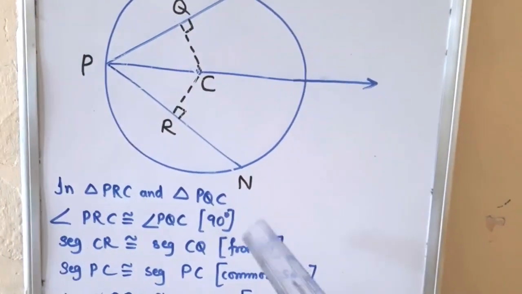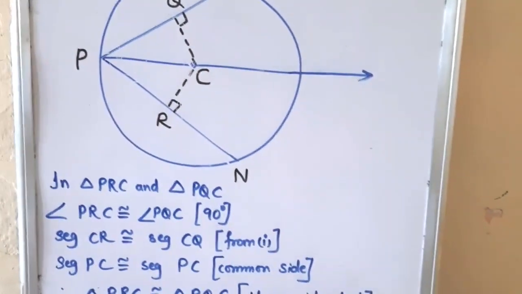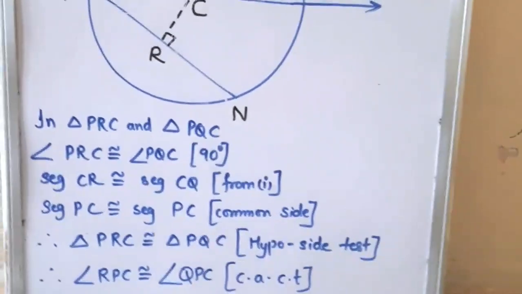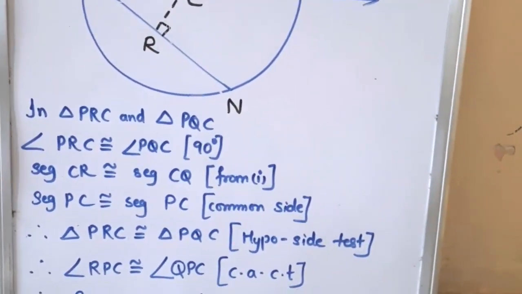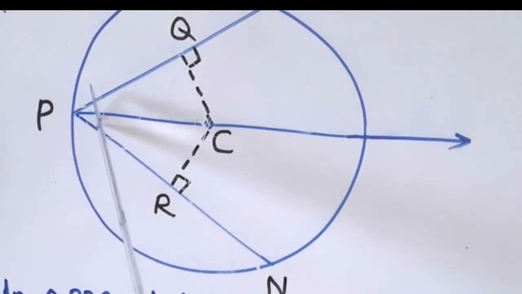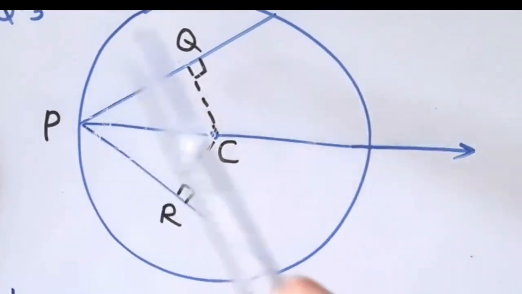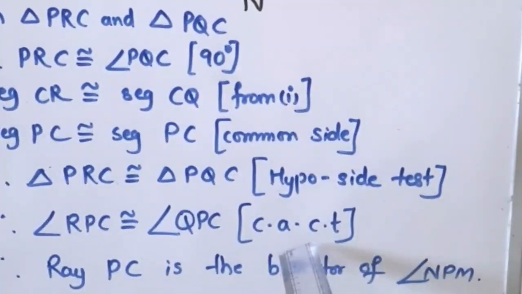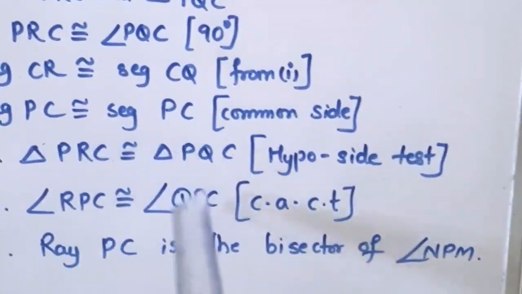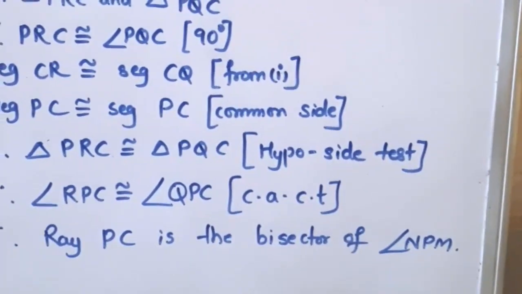Now since it is a right angled triangle, we have to apply hypotenuse side test, by which triangles are congruent. Now if triangles are congruent, then we can say angle RPC, this angle, and angle QPC, this angle, are corresponding angles of congruent triangles. This is the short form. If 2 angles are congruent, then we can say ray PC is the bisector of angle NPM.